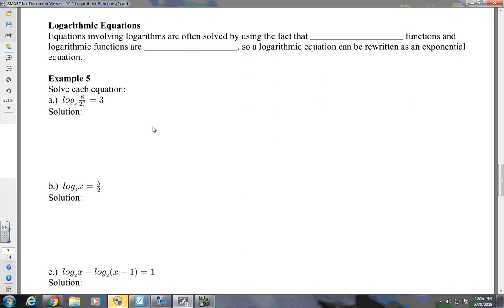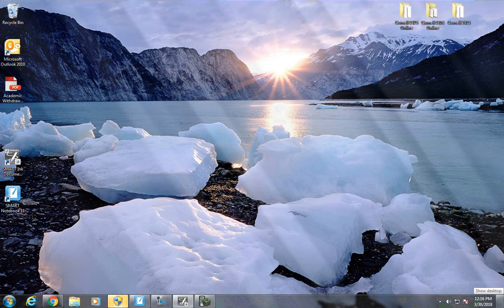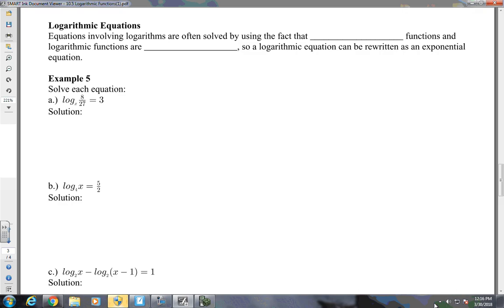So again, a logarithm is the inverse of an exponential function. So it undoes an exponential function, just like subtraction undoes addition. So very quickly, if you were to solve a very simple equation like x plus 1 equals 5, how do you solve that equation? Well, you have to isolate x, and we know we're supposed to isolate x by subtracting 1 from both sides.